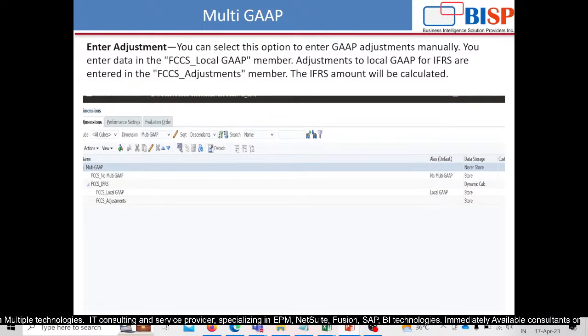So when we select the manual adjustment, the Multi-GAAP hierarchy would be like this, where IFRS would be the parent and it will have two children, local GAAP and adjustment. So the adjustments to local GAAP for IFRS are entered in the FCCS_Adjustment member and the IFRS amount will be calculated.